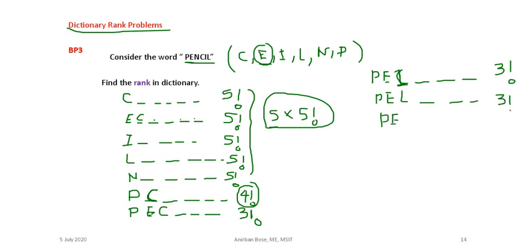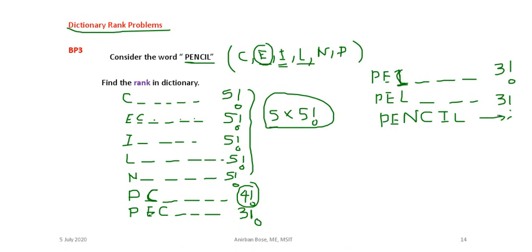Then PEN will come into the picture, because in PENCIL also it is PEN. Okay, so then after PEN, definitely C will come. When C has come, then after that which one will come? E we have already taken, so I will come definitely. Okay, so after that which one will come? L will come. So after this basically we'll get the word PENCIL.